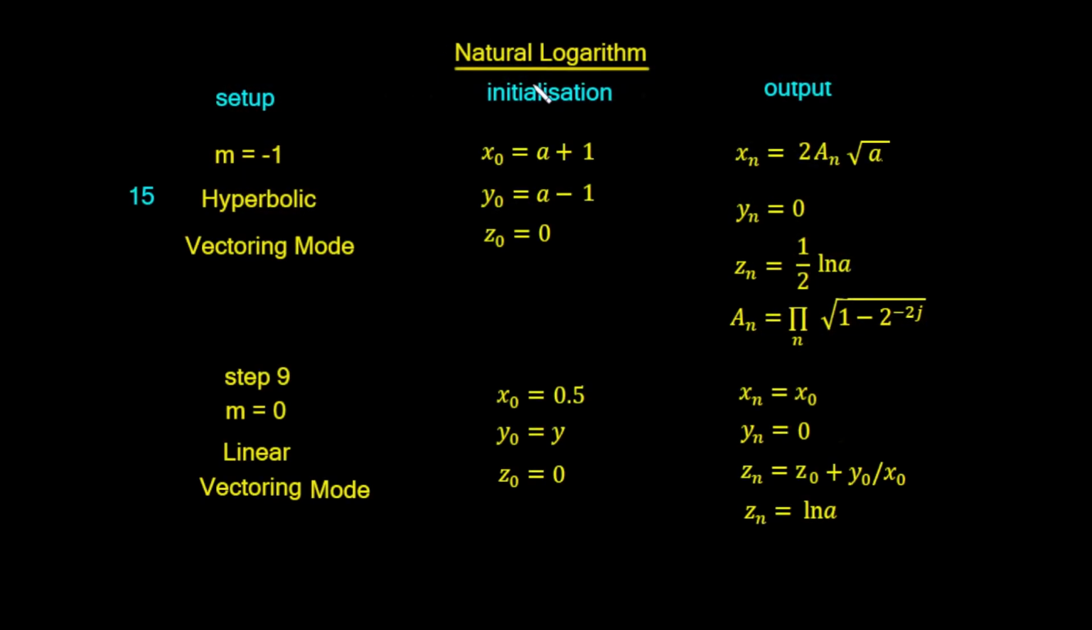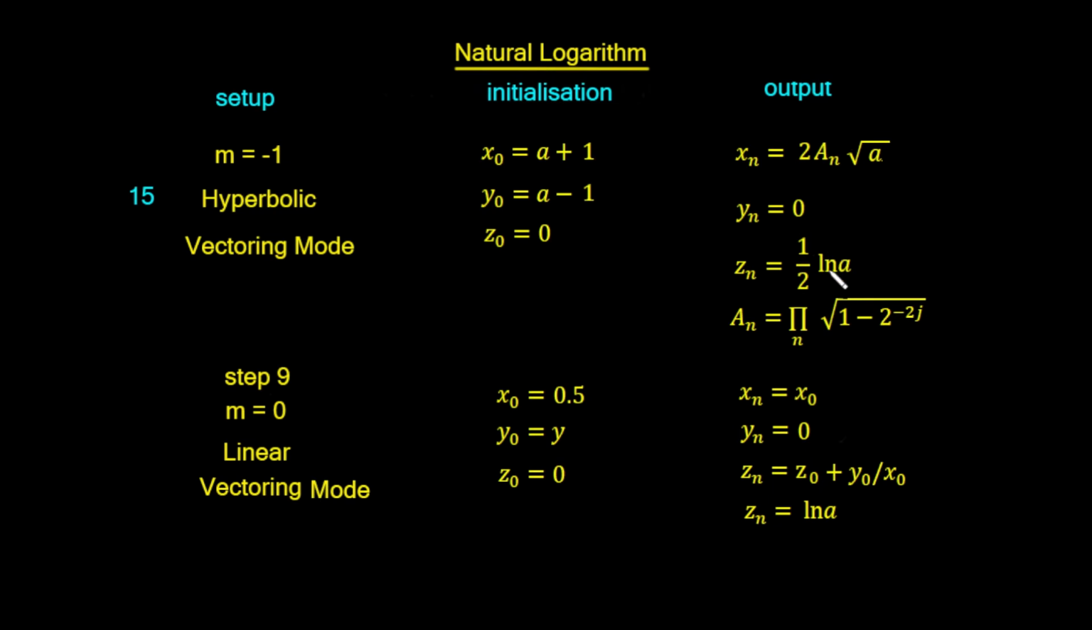To generate the natural logarithm, we're going to use two steps. So we're going to start out with m is equal to -1, so we're in hyperbolic and vectoring mode. We say x0 is equal to a plus 1, y0 to a minus 1, and z0 to a value of 0. The final output for the value Zn will tend towards a half ln a. So we're not quite at the natural log of our input a, we've got a value of a half.